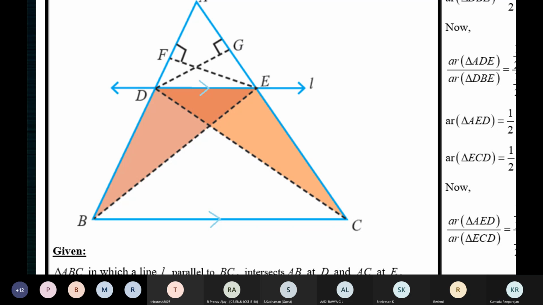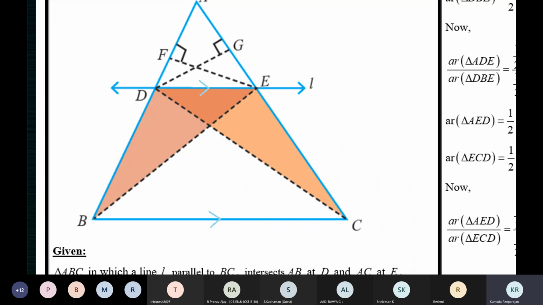Yes, ma'am, L is the line. I've marked it L. L is the line parallel to which side of the triangle? BC. L is the line parallel to the side BC of triangle ABC. Where does L meet AB? Which are the other two sides of the triangle?